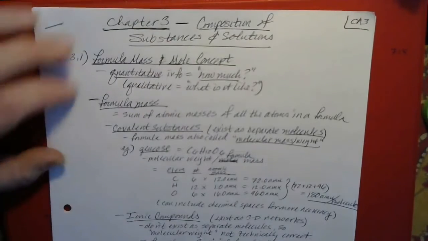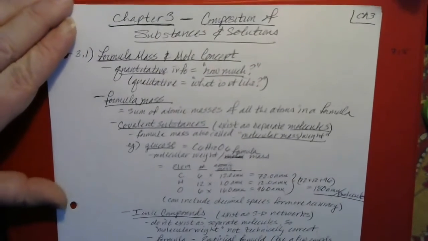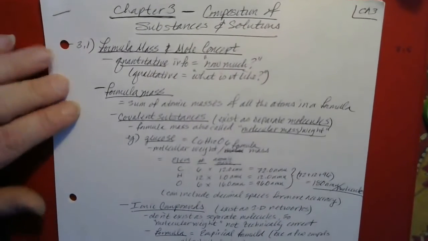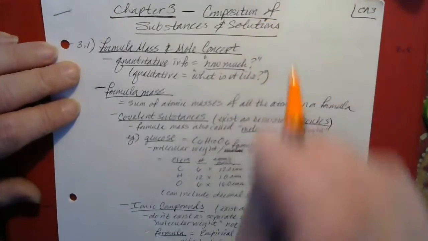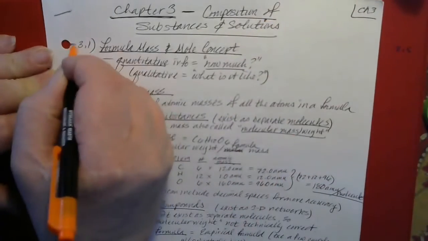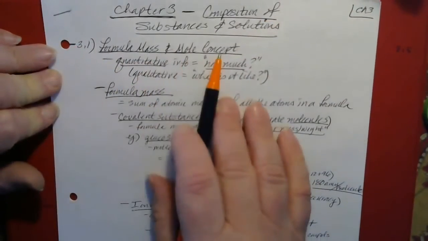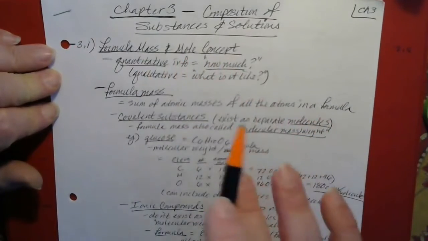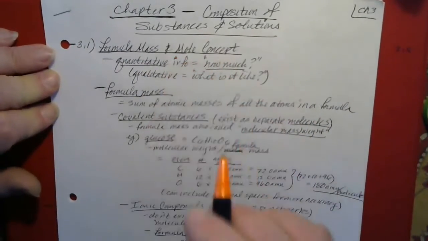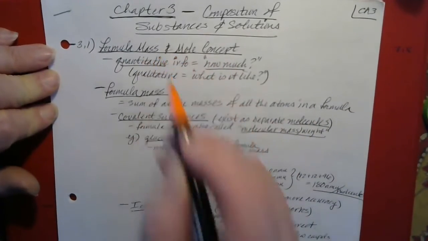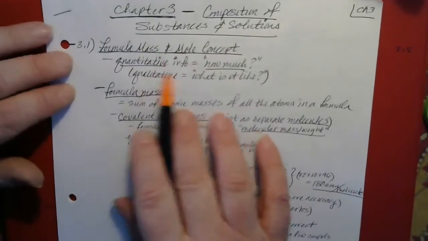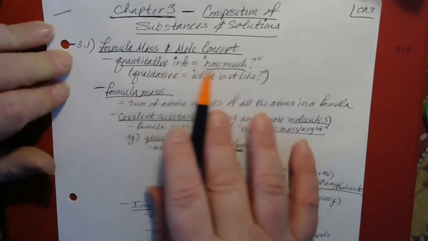And solutions, of course, are also known as homogeneous mixtures. The first portion of the chapter deals with formula mass and the mole concept. This is sort of a preparation for working with quantitative information in chemistry.